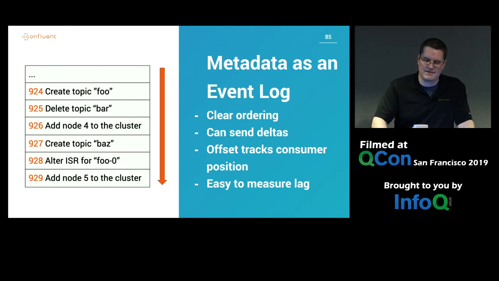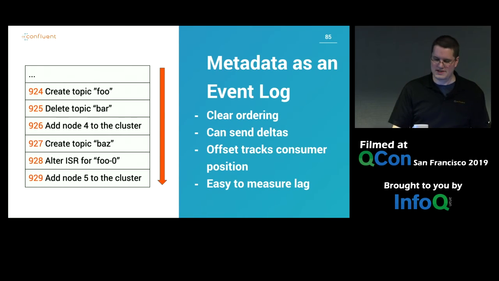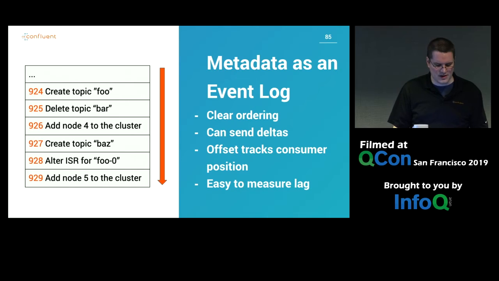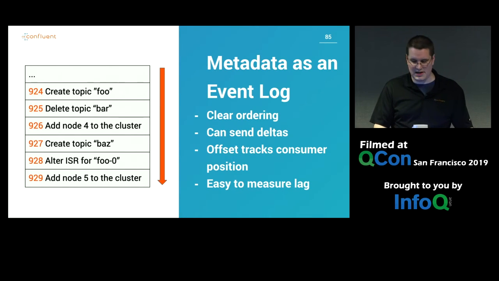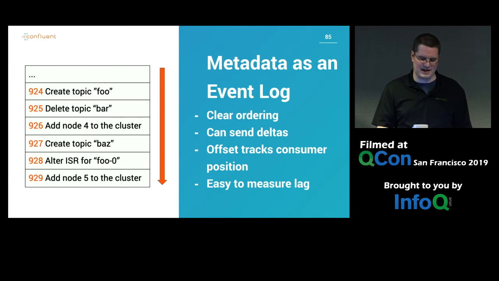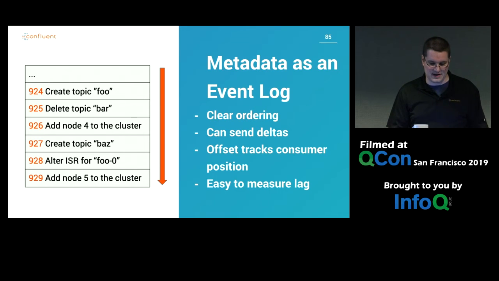The nice thing about having this log is that there's a clear ordering of what's happening. And we can also send deltas rather than these snapshots. So for example, if I read up to 925, then I don't need to be sent everything. I just need to be sent the updates that happened after 925. It's also easy to quantify what the lag is. How far behind are you actually? Well, if you know the offset, then you have that information.